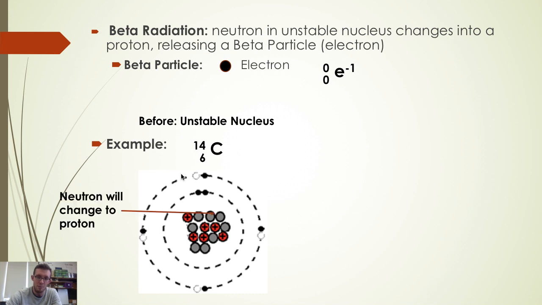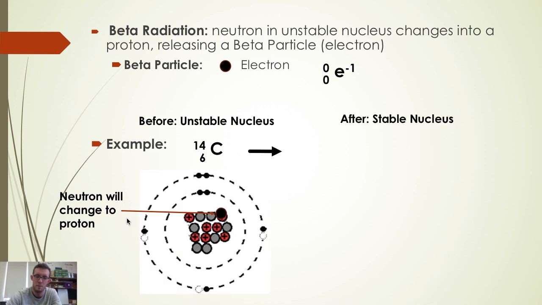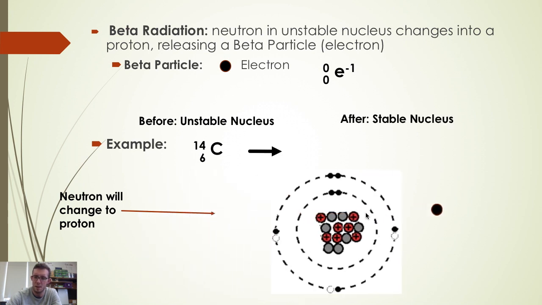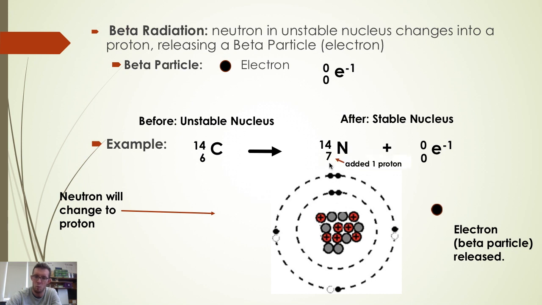To become stable, one of the neutrons in carbon's nucleus will change into a proton. We'll watch that happen here. And in this process, you can see that a beta particle, or an electron, was released. Meanwhile, the atom that's left over is no longer carbon. Because one of the neutrons changed into a proton, its atomic number went up, and it's now a nitrogen atom instead of carbon.